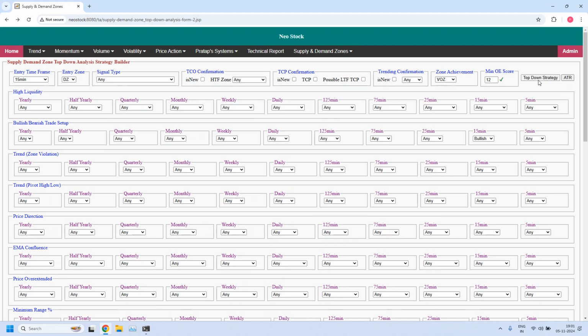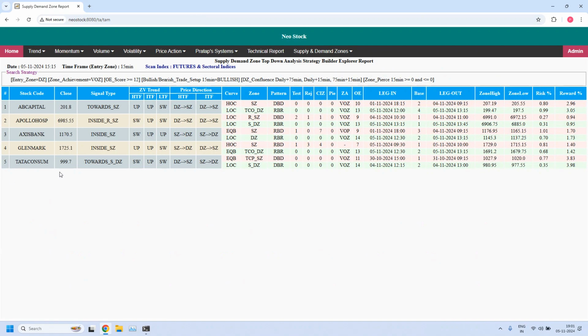With the 3 filters, LTF, ITF, HTF confluence, we got 5 stocks. In all these 5 stocks, the 15 minutes entry demand zones are part of the 75 minutes demand zone, and both together again part of the daily demand zone. And the daily trend is up in 2 stocks. Daily means HTF. The first one and the fourth one.